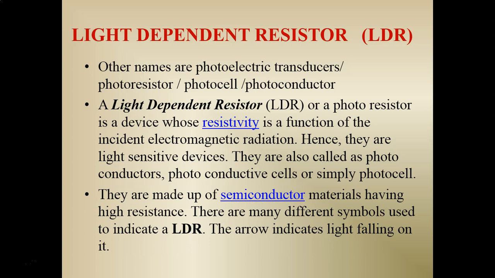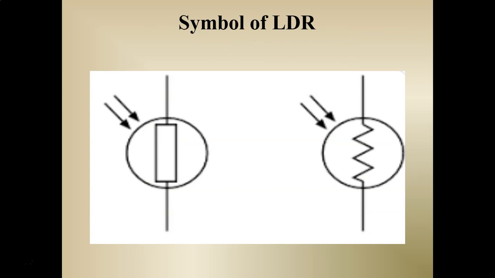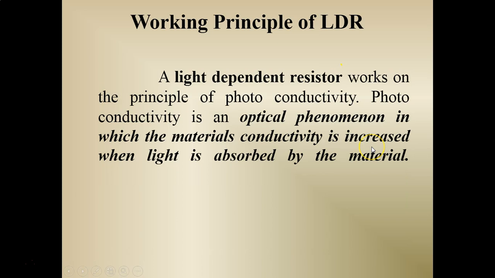So, LDR is made up of semiconductor material having high resistance. This is the symbol of LDR, a semiconductor device of high resistance. Here, this arrow mark indicates the light falling on this LDR.